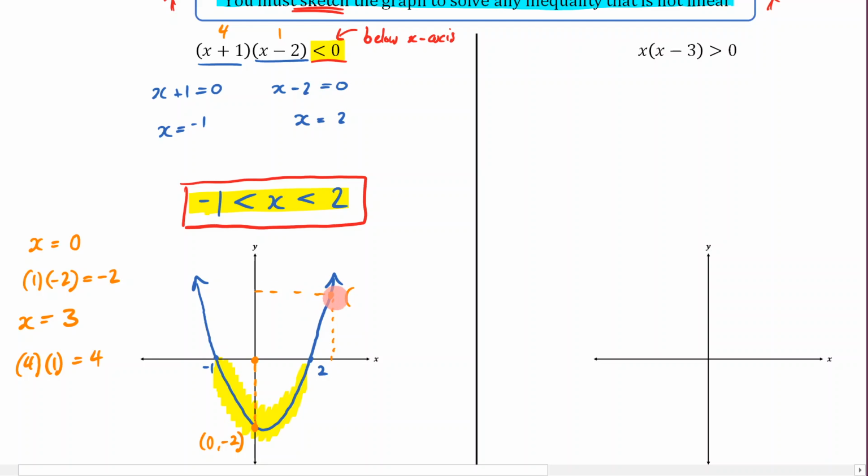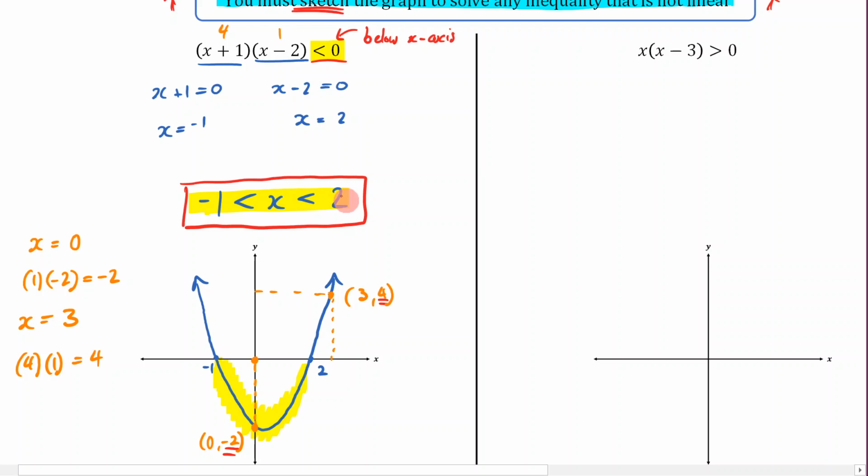When I put 3 in, I got 4 out. And you see how 4 is a positive number. So what we're really keeping our eye on here are my output values. So when I put in x values between negative 1 and 2, I'm always going to get out y values that are less than 0. And that's why I'm saying that my answer to this is that this is less than 0 when I have x values between negative 1 and 2.